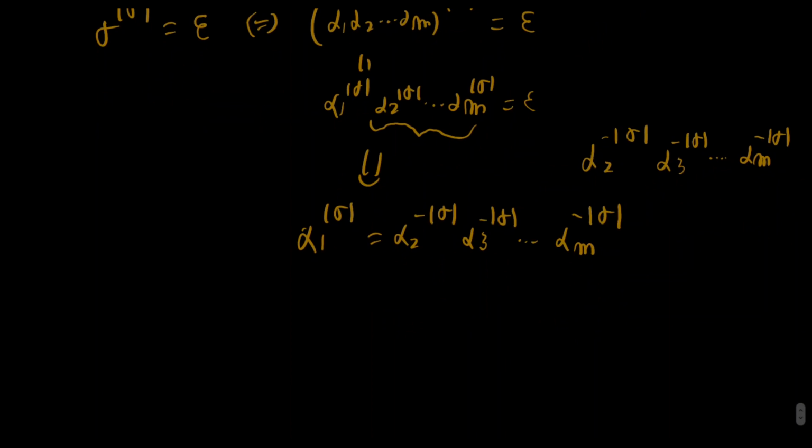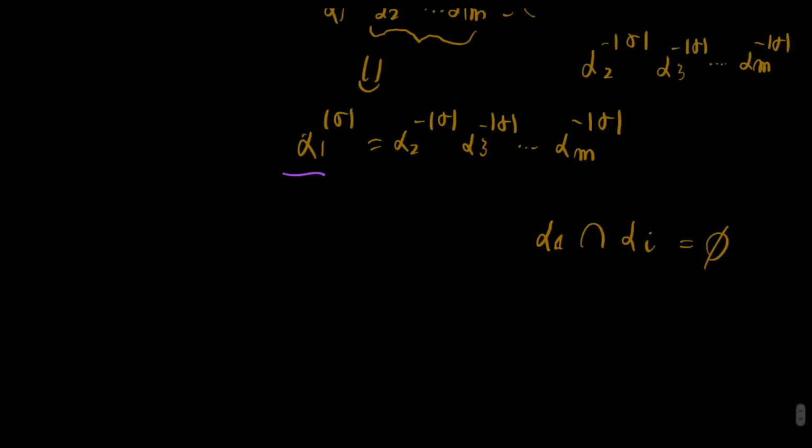Okay, but let's see what we got here. We got that this permutation, which remember is disjoint with respect to alpha 2, with respect to alpha 3. So we could say alpha 1, using a little bit of abuse of notation because you would say this for sets, but let's say that alpha 1 is disjoint to all alpha i's for i not equal to 1. So alpha 1 is disjoint with respect to alpha 2, alpha 3, and so on.